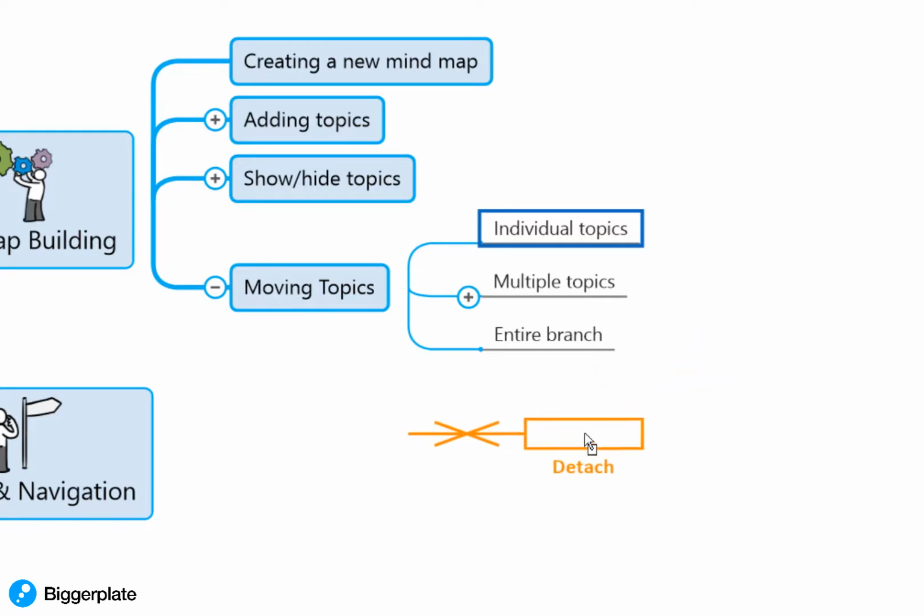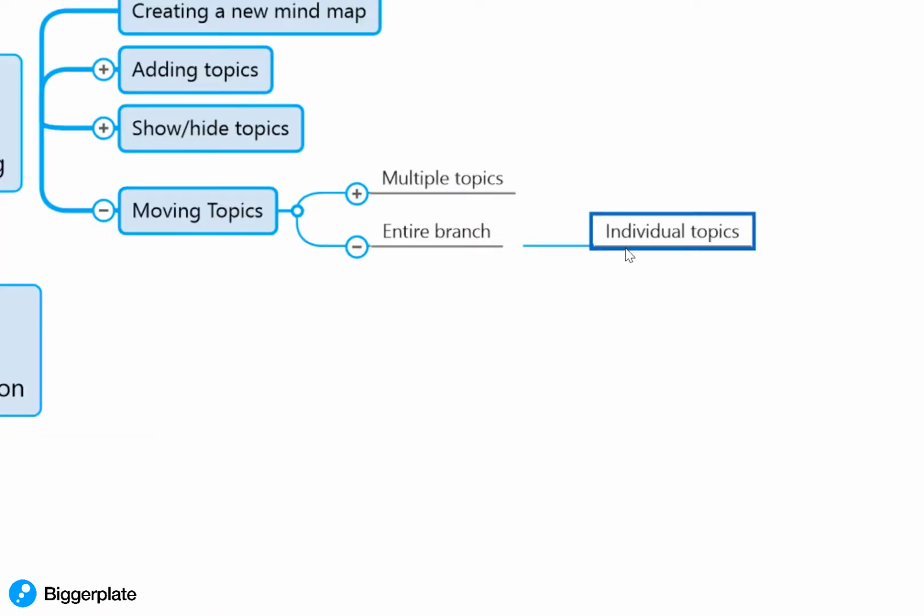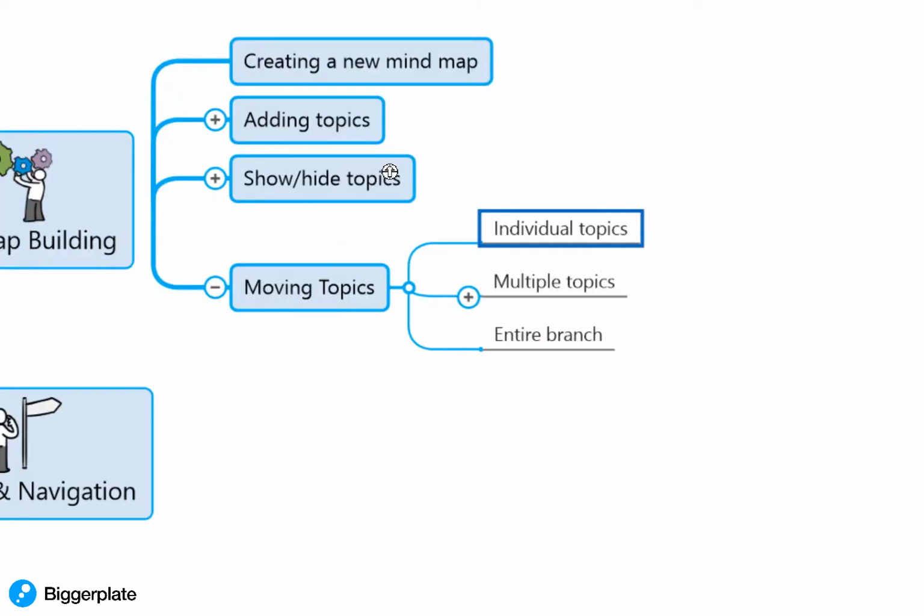To move an individual topic, simply left click with your mouse and hold that mouse button down, and you'll see I've detached that topic from the tree structure it was in. And now if I hover it near some of the other topics, you'll see it shows me where it's going to land if I release the mouse. So if I release this, it's going to now sit under that entire branch. Again, I could just left click and hold, move that again, and it's going to show me where that topic is going to land when I release the mouse. So really quick and easy to move individual topics.